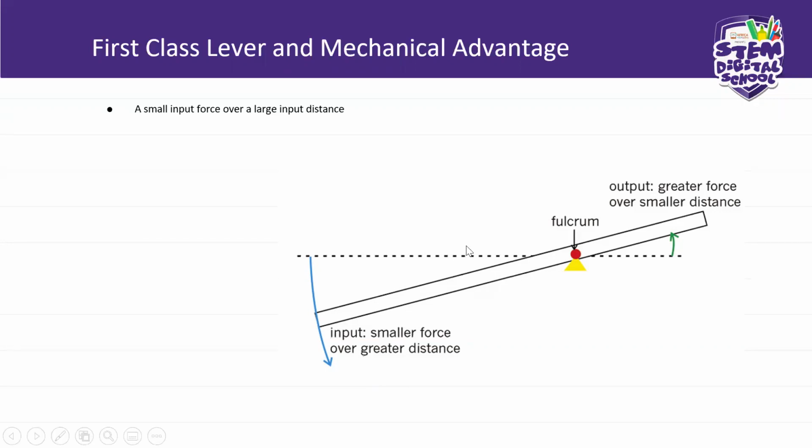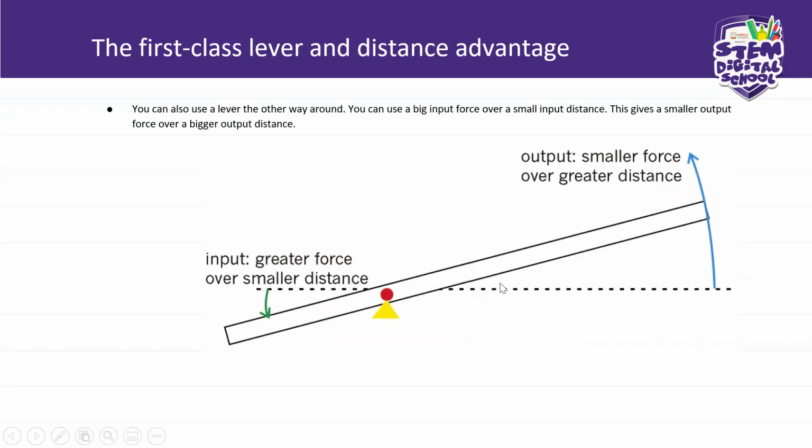It's a revision from yesterday. This one is the other way around. The input is a greater force over a smaller distance. Output is a smaller force over a greater distance.